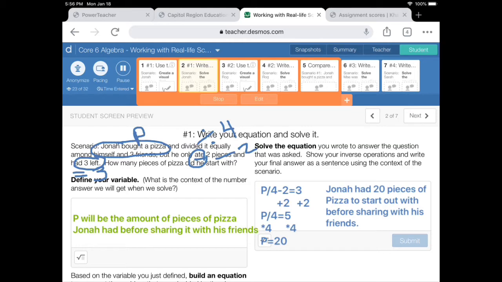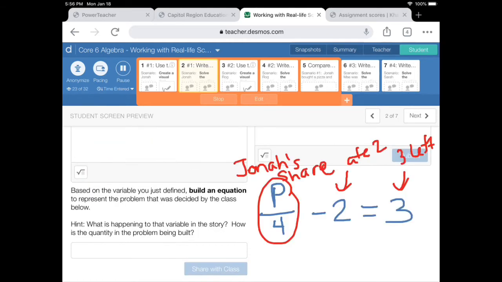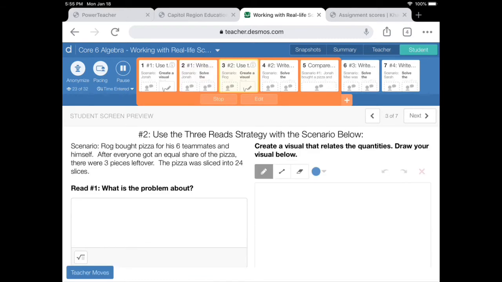Okay, so reading this next scenario, here we go. Raj bought pizza for his 6 teammates and himself. After everybody got an equal share of pizza, there were 3 pieces left over. The pizza was sliced into 24 slices. So, doing our first read, what is this problem about? So this problem is about Raj sharing pizza with his friends, which is very similar to the last one.